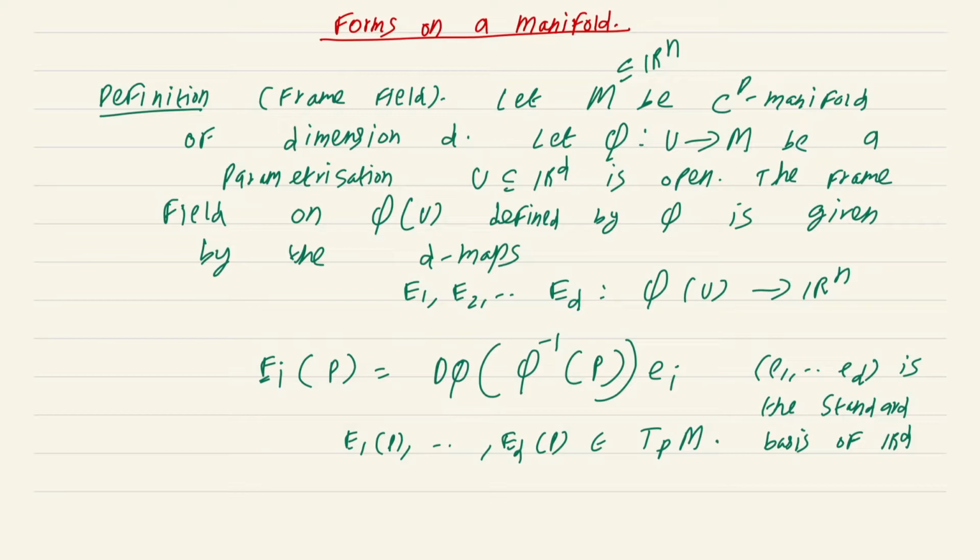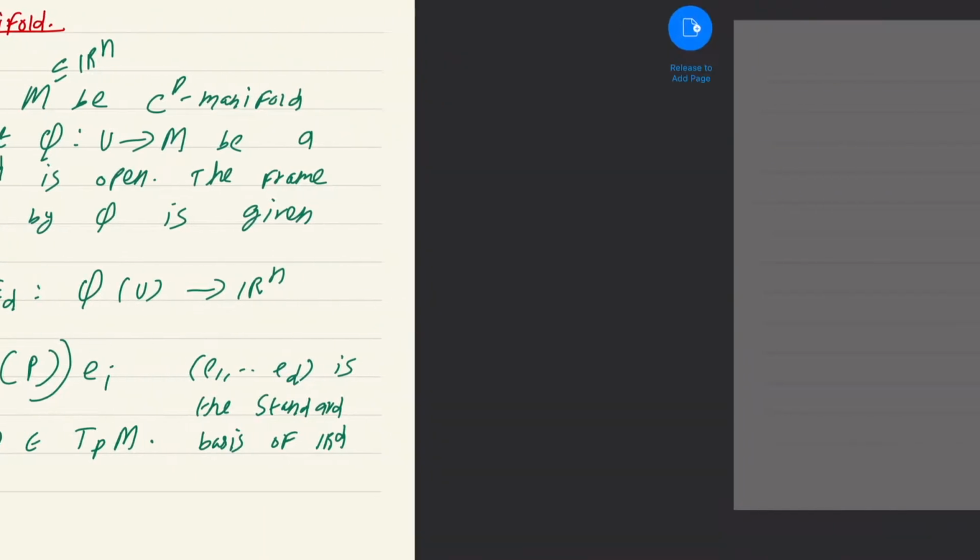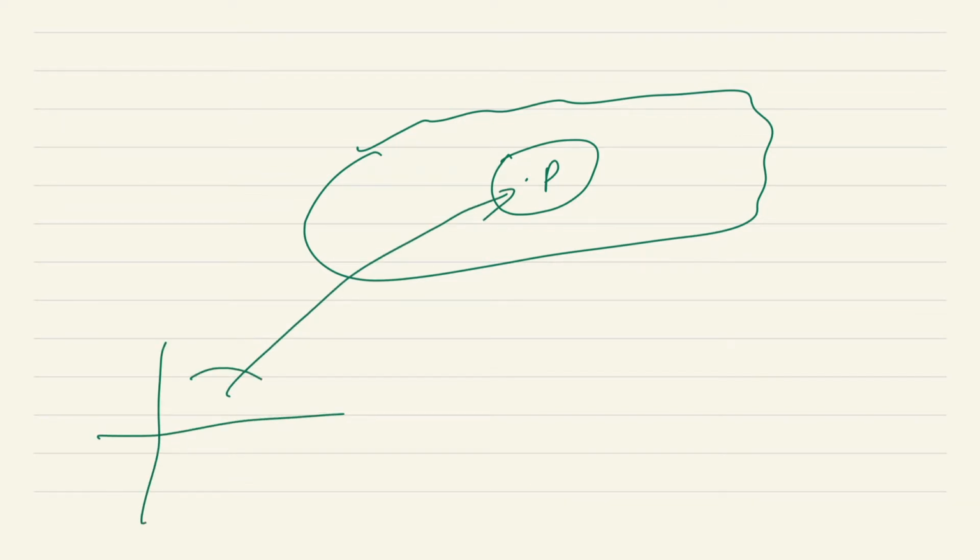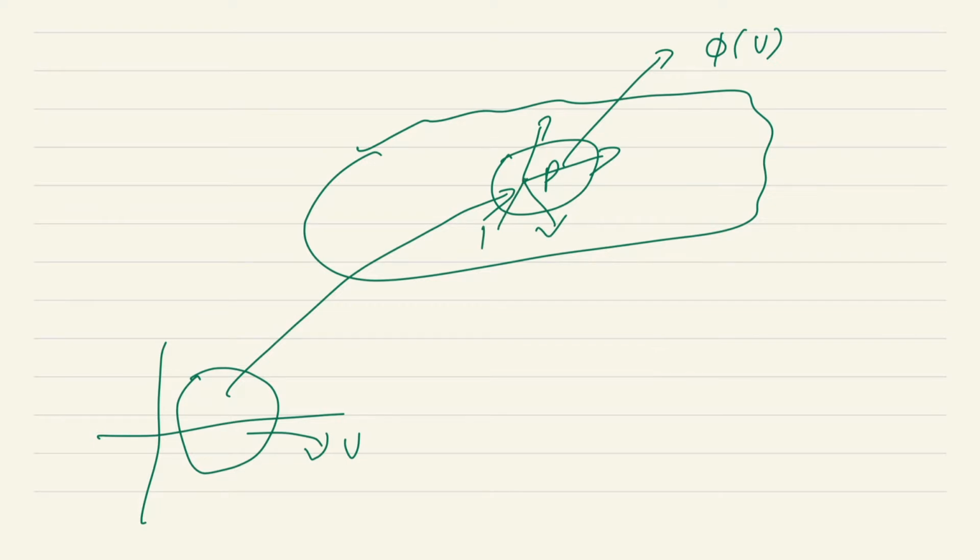So what is happening? Well, a picture in this scenario is really going to be worth 1,000 words, so let's draw a picture. We have some manifold M. We are focusing at a point p. We have this parametrization which makes things Euclidean. So this is U, this is phi(U). The frame field is supposed to be d vectors that together span the tangent space of the manifold at the point p.